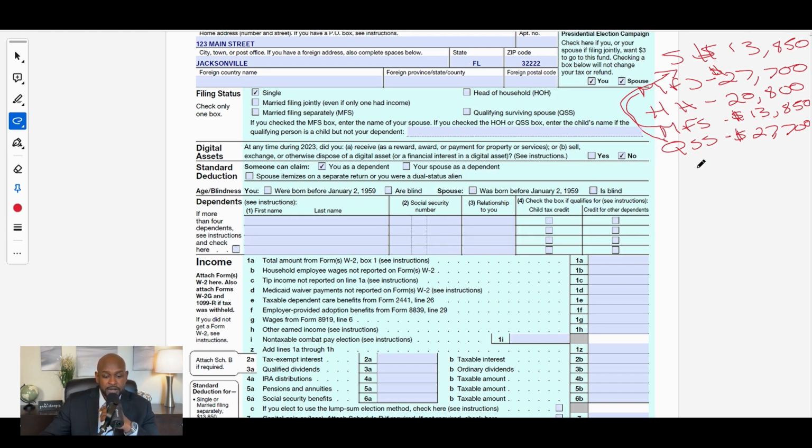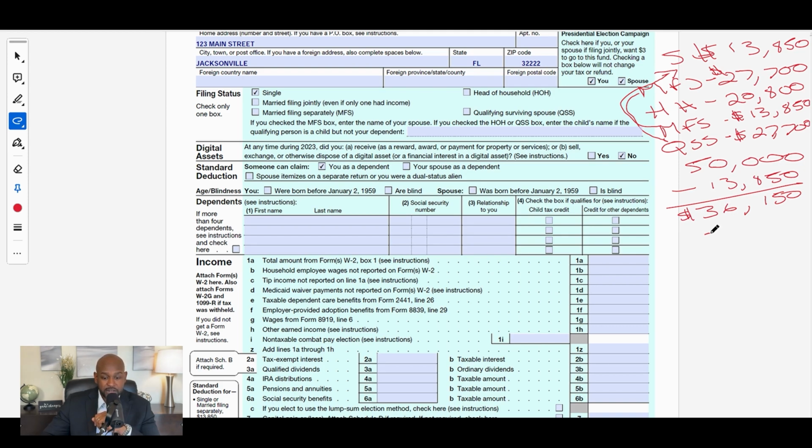So let's say you made $50,000 for the year. If you are single and you are reducing this by the $13,850, that would leave you $36,150 that you'd pay taxes on. So no one wants to pay taxes on their full amount, $50,000. So the standard deduction is huge because it takes that amount as a standard deduction off of your gross income and leaves you with taxable income. So that's good.